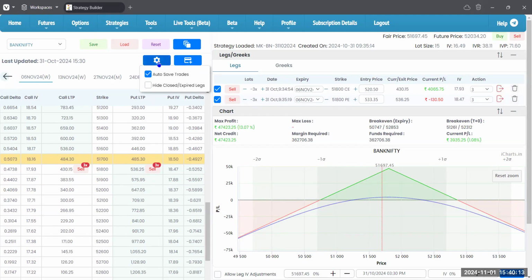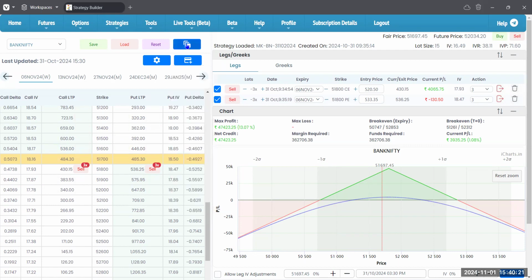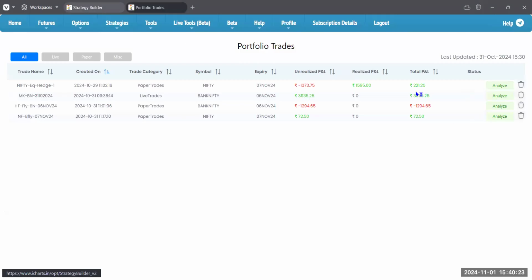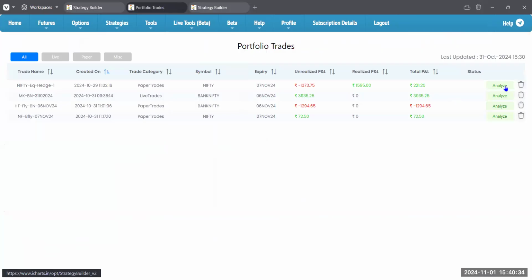We have all these options here: automatic saving, hiding of closed legs, and columns. You can enable or disable here what you want to see, and you can view all your trades over here. They'll be updating live, and you can open the trade right from here itself. Whatever trade is there, you can click analyze and open it, and you can also delete and all that.